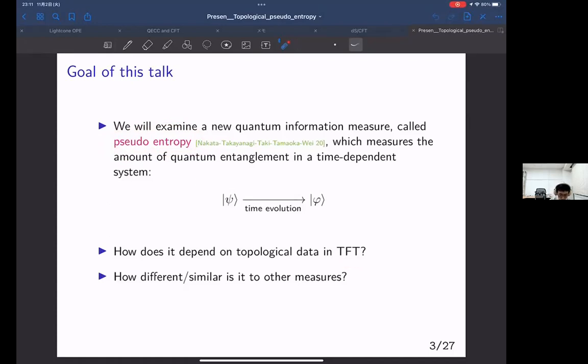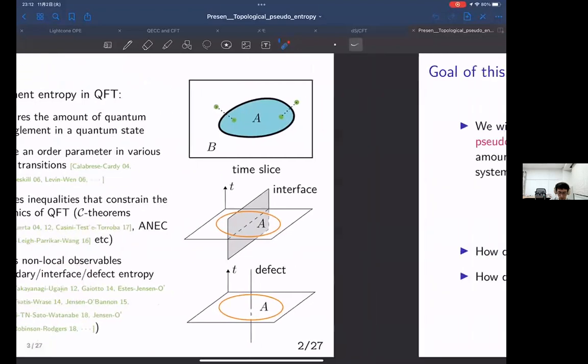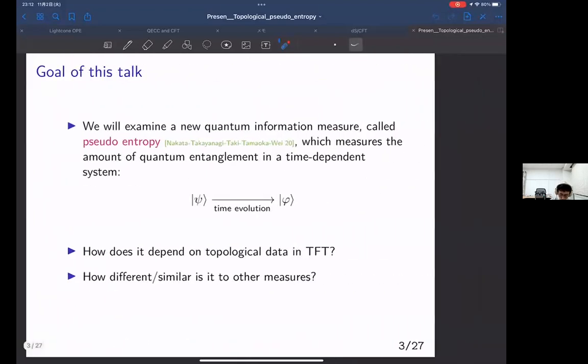My goal is to explain how pseudo-entropy depends on topological data in topological field theory. I'm also interested in how pseudo-entropy is related to other measures like interface entropy. Okay, so this is my goal.